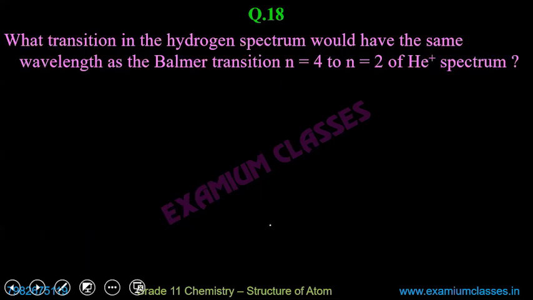Next question. What transition in the hydrogen spectrum would have the same wavelength as the Balmer transition in n equals to 4 to n equals to 2 of the helium spectrum? There are only 2 questions of this type, so you can memorize. But because you can memorize, you need to explain how you get the answer. You need to explain the process, the steps.